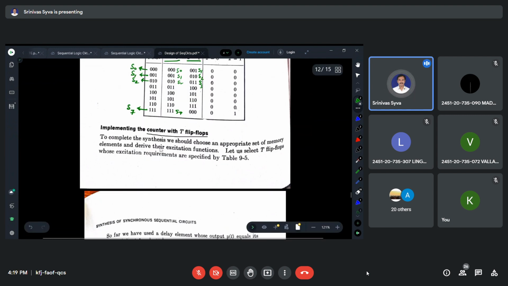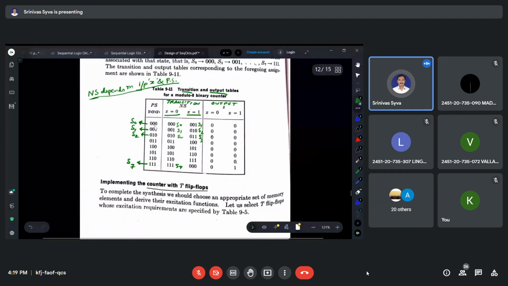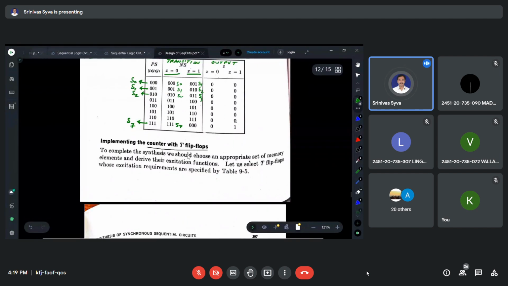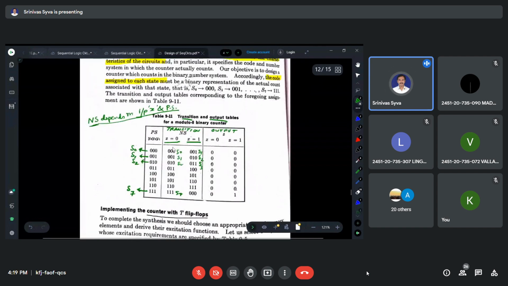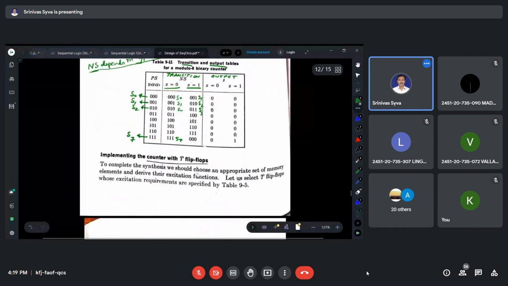So now let us implement this counter with the T flip-flops. So see how the state changes. Excitation table now will be taken. From this state transition, the excitation table is prepared.